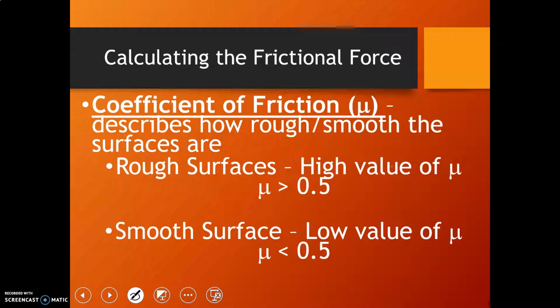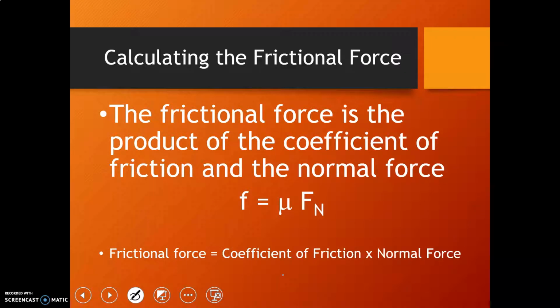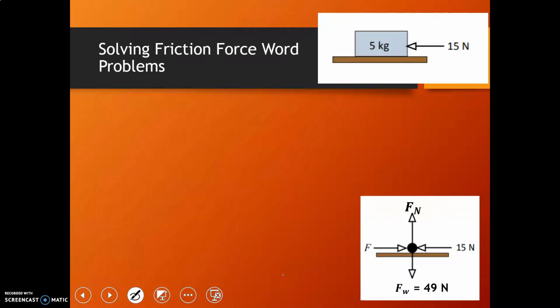All right, the coefficient of friction. We've talked about how the coefficient of friction describes how rough or smooth the surfaces are. If it's a rough surface, that coefficient is going to be greater than 0.5, and if it's a smooth surface, it could be lower than 0.5. So the frictional force is the product of the coefficient of friction and the normal force, represented by this equation: frictional force, F, is equal to the coefficient of friction, mu, times the normal force, Fn. So let's do two example problems.